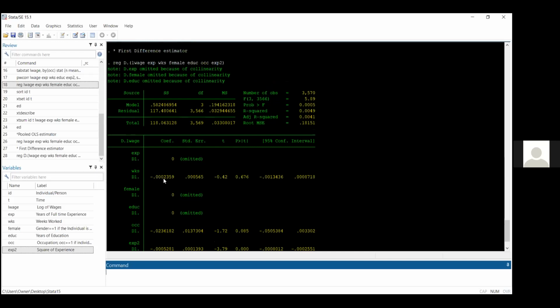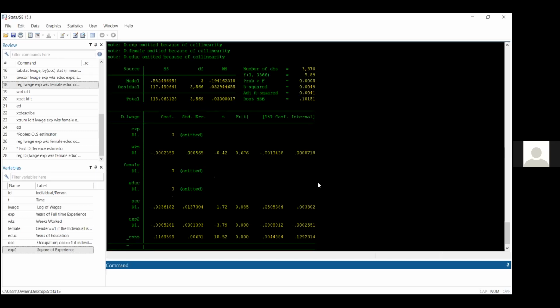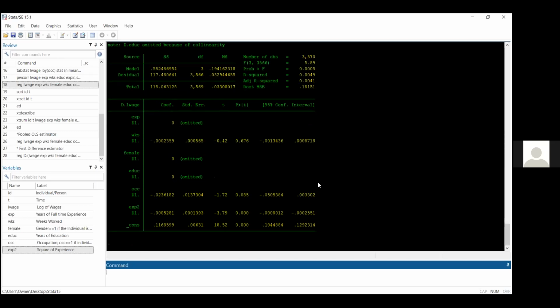A one-period change in the number of weeks worked is associated with, because this is in percentage, yes, the wage, so it will be in percentage, a percentage reduction in wages for workers by this value. That's what it would mean. However, going by the t value and the p value, this coefficient is not significant, so we shouldn't lose sleep over it, whatever value it is, because it does not matter for this particular case.